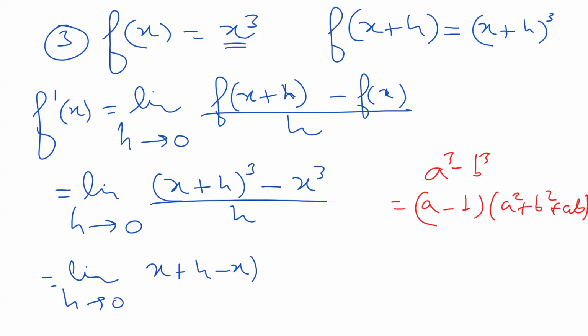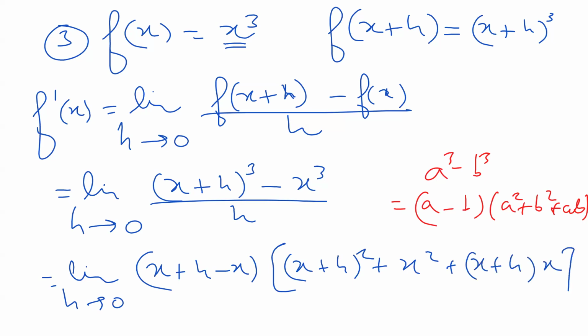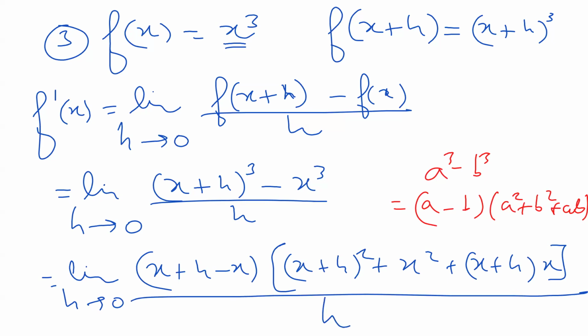So a minus b, a square plus b square plus ab. Okay, plus ab. Fine. See, a is x plus h and b is x. So x is gone. We are left with h. So this h and this h will get cancelled out. Okay. And then you can put the value of h as 0.